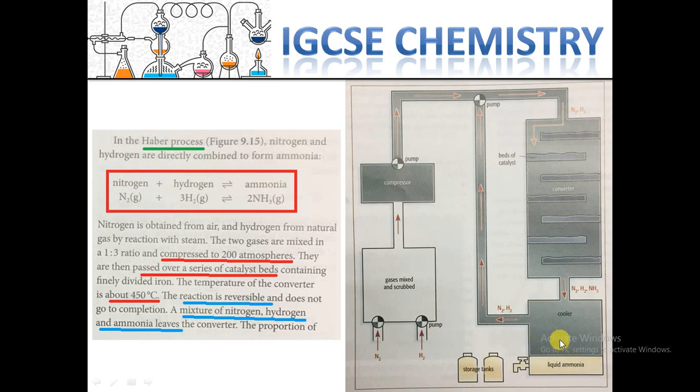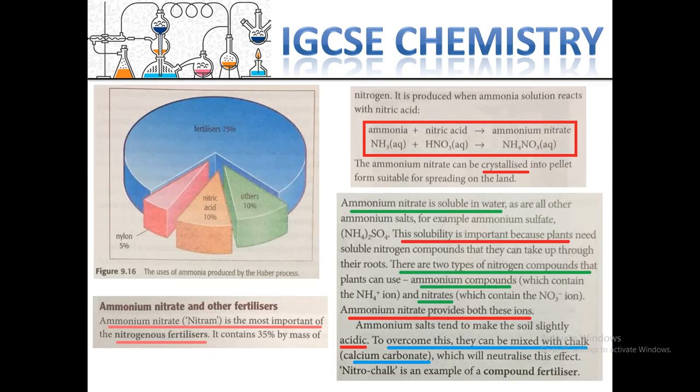If it's still in the form of gas, it can be pumped and then recycled again to the bed of the catalyst. So here you can see that fertilizer is the most common use of ammonia produced by the Haber process that we learned, and the other applications, like producing nylon, or nitric acid, are less common uses of ammonia.